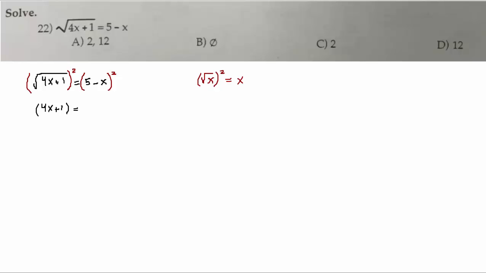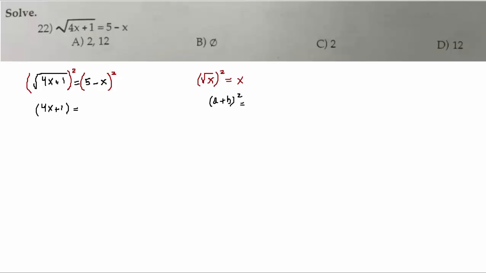We need to know the property, a plus b squared. Okay, anybody remember the property here? Jennifer, do you know how to expand this? No, I'm not sure. Wouldn't it be like 25 minus 10x plus x squared, but backwards?